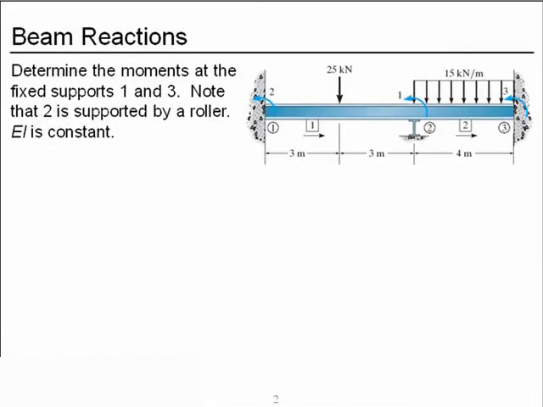And here's our beam. It's continuous from node 1 through node 3, with fixed supports at node 1 and 3, and a roller support at node 2. E and I are constant for the entire beam. And here's our approach.